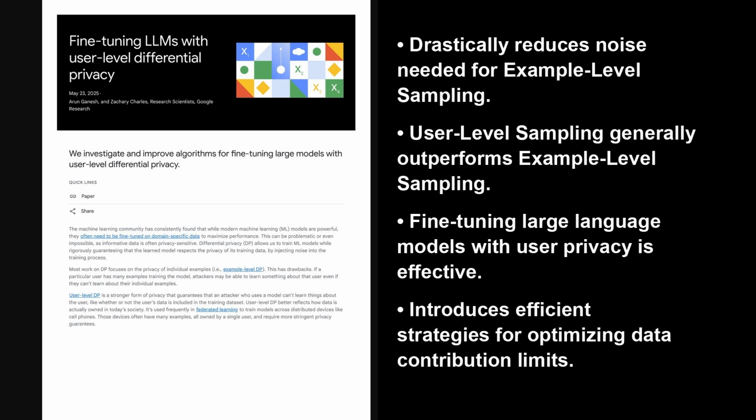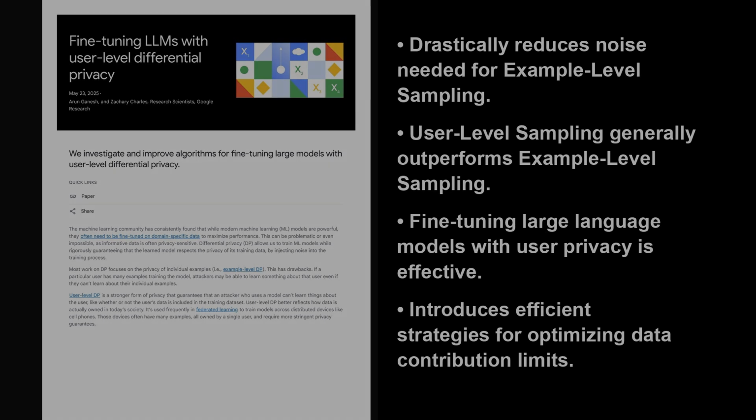The authors optimized two key data sampling strategies for this: example-level sampling, or ELS, which selects random data examples, and user-level sampling, or ULS, which selects random users. They found that for example-level sampling, less noise is needed than previously thought. Moreover, user-level sampling generally performed better. Overall, they show fine-tuning LLMs with robust user-level privacy is practical and boosts model performance.